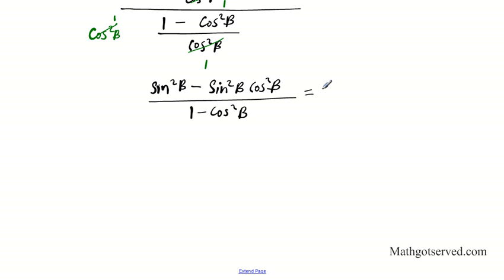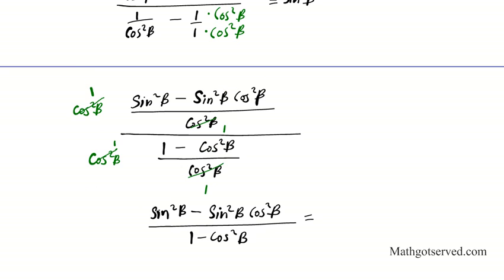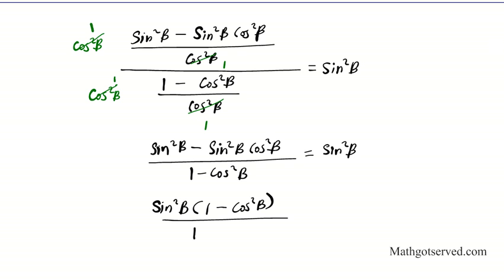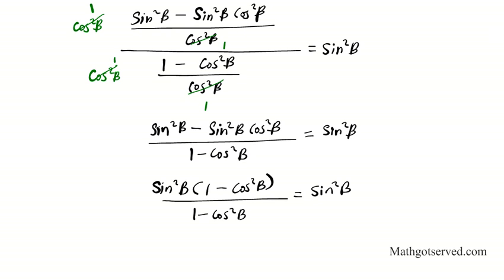Question: is it equal to sine squared b? That's what we're trying to see, true or false. Is this equal to sine squared b? Okay? Alright, in the numerator here, I can factor out sine squared b. If I factor out sine squared b, I'll be left with 1 minus cosine squared b, divided by 1 minus cosine squared b, equals sine squared b. Is it true or false? If you notice, these two divide out.